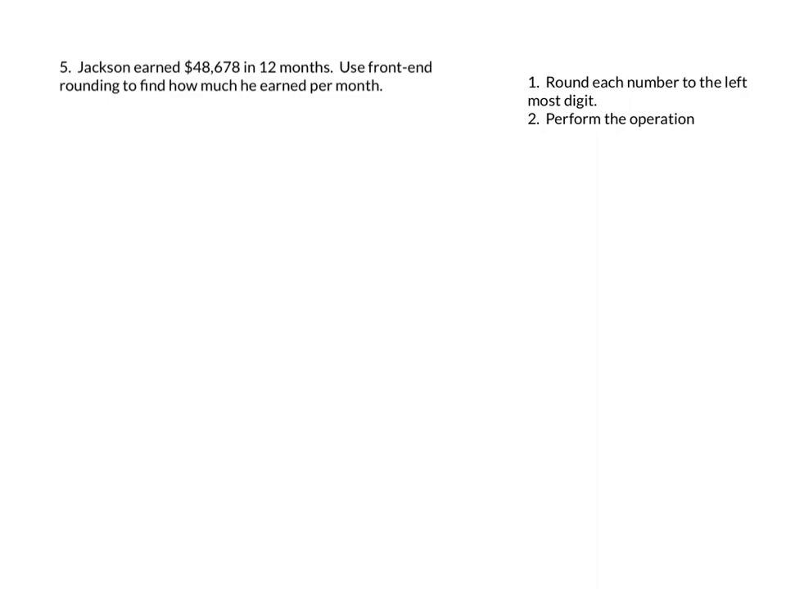Okay, number 5, we have Jackson earned $48,678 in 12 months. We want to use front-end rounding to estimate how much he earned per month. So remember that with estimation, when we talk front-end rounding, we want to round each number to the leftmost digit and then perform our operation. Remember, estimating is round, then calculate, instead of calculate and then round.